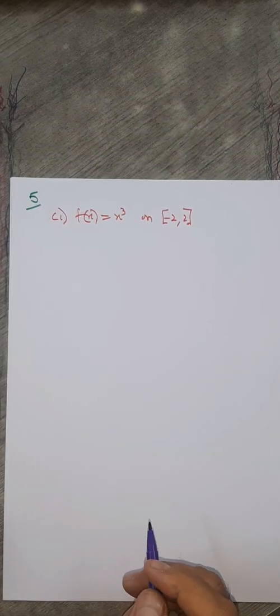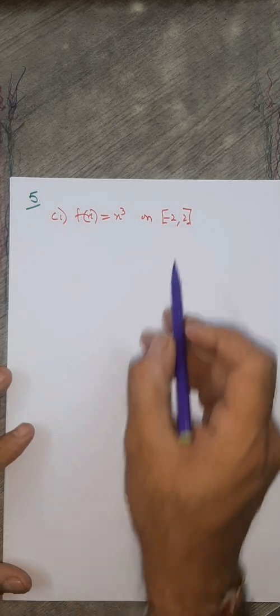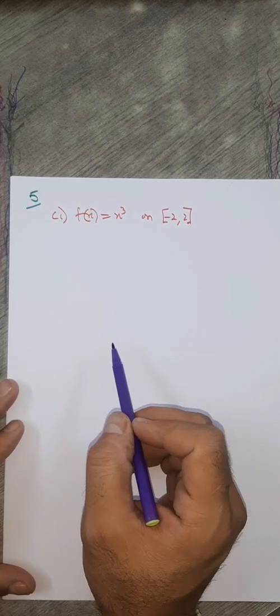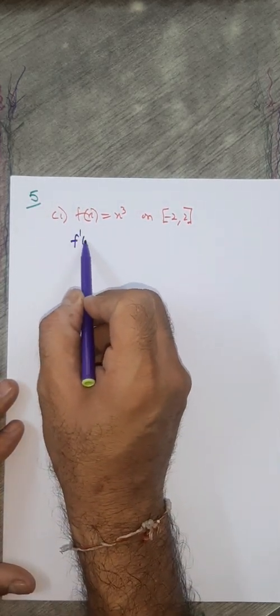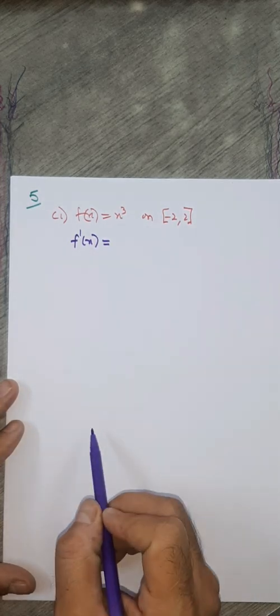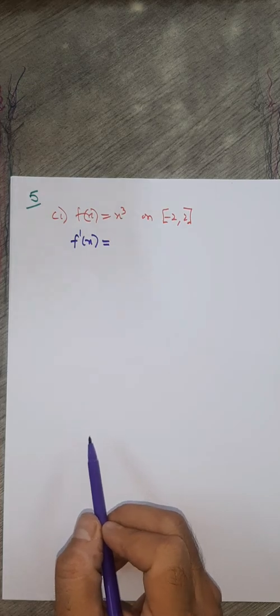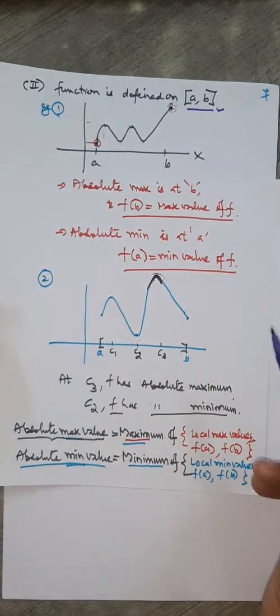Next, question number 5. Find the absolute maximum value and absolute minimum value of the functions given below, defined on the closed interval. Here you are not asked for local maxima or minima. So let's see. This is based on the theory we just completed before starting this exercise. So it's based on this theory. A function defined on the closed interval.